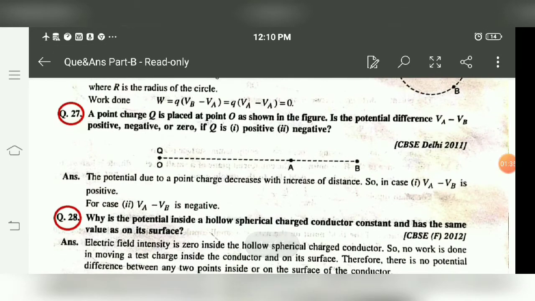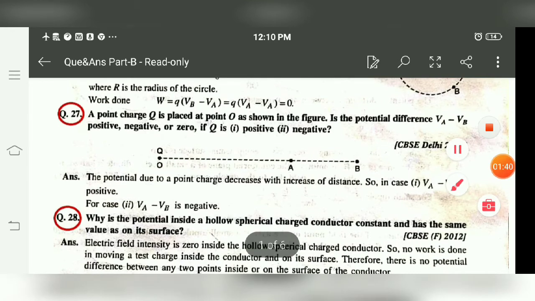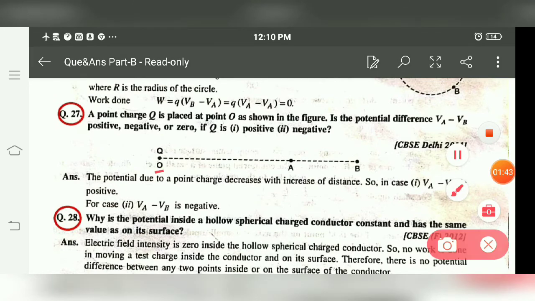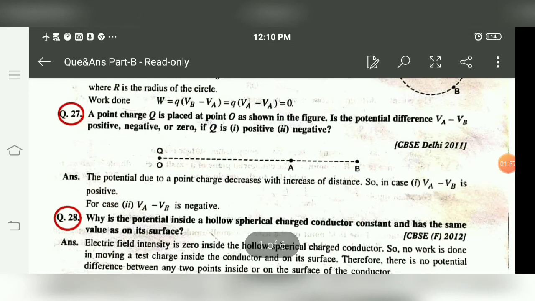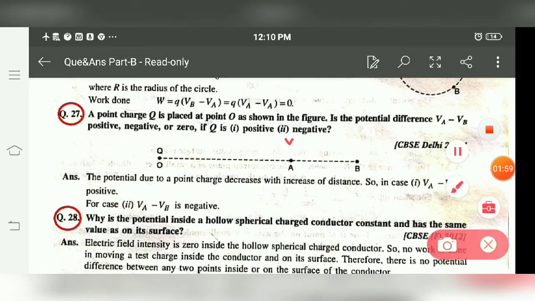Next is: a charge q is placed at point O. Is the potential difference VA minus VB positive, negative, or zero? You have to check if q is positive and if q is negative. If q is positive, then at this point the potential is more, so VA is greater than VB. So this is positive. But if q is negative, then VA is less than VB, so this is negative.